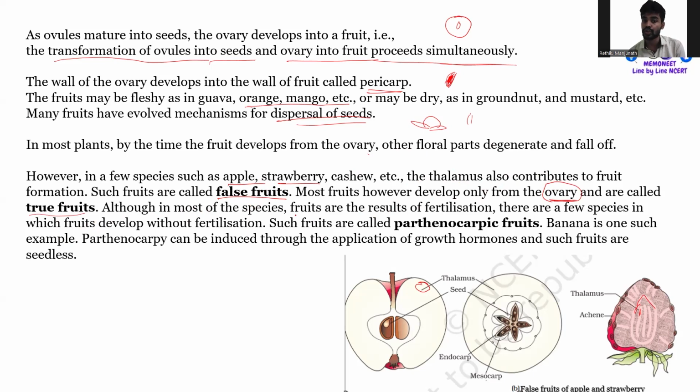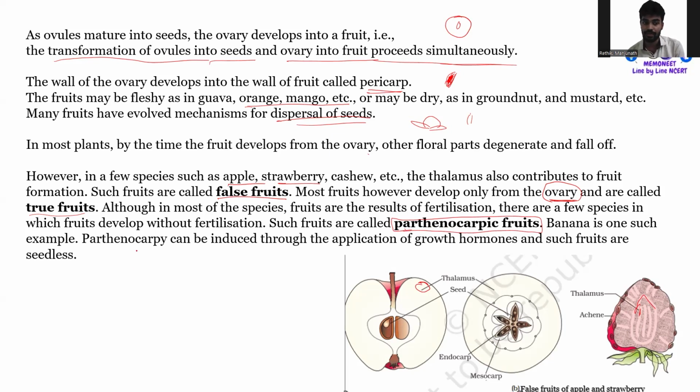So although in most species fruits are the result of fertilization, there are very few species in which fruits develop without fertilization also. Such kinds of fruits are called parthenocarpic fruits. So what do you mean by parthenocarpic fruits? The fruit which is developed without fertilization is called a parthenocarpic fruit.